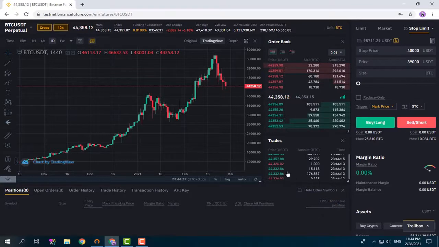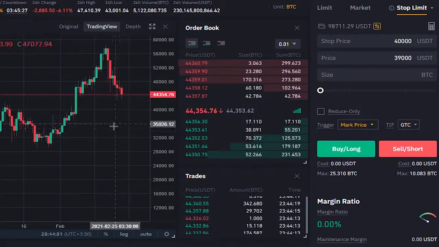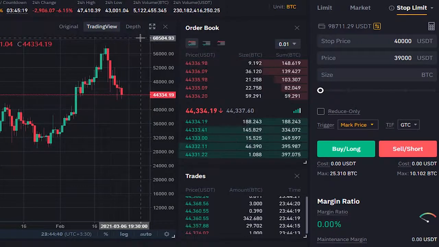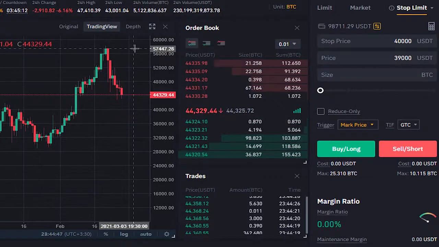A stop limit buy order is useful, for example, when you believe that if the price reaches 58,000, after that the price will advance more. So you want to buy Bitcoin when the price reaches 58,000. With a limit buy order, you can't do this, but with a stop limit order, you can.